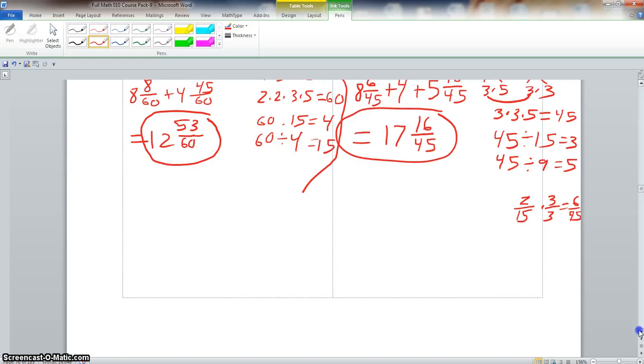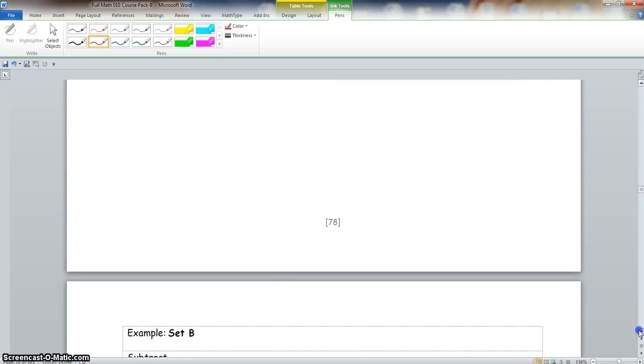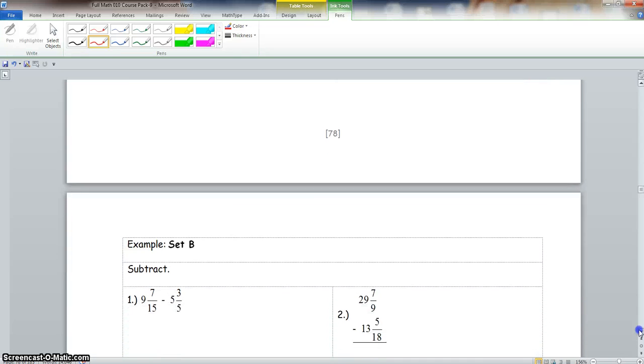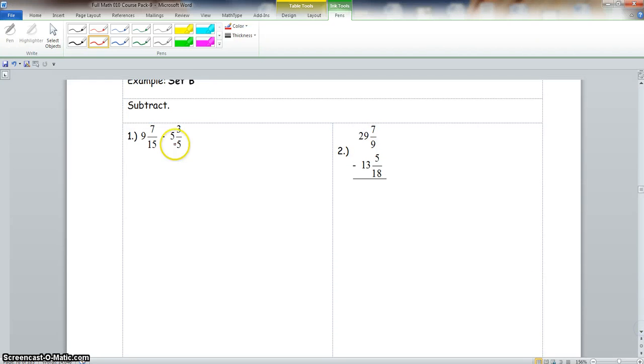Now, we scroll down here. We go to example set B. Now we look here, we're going to do subtraction. Depending on what you like to do, it really doesn't matter the method. But what I'm going to do here, I'm going to mix it up. I'm going to do one method some of the time and the other method the other of the time.